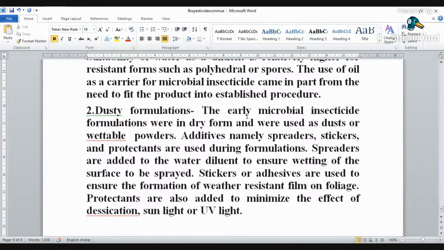Dust or dry powder form is prepared, or wettable powder, and they are then sprinkled. So additives are used in that dusty formulation. That additives are the spreaders, stickers, and protectants. These are used during the formulation. So spreaders are added to the water diluent to ensure the wetting of the surface to be spread.